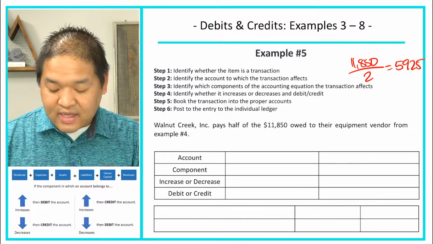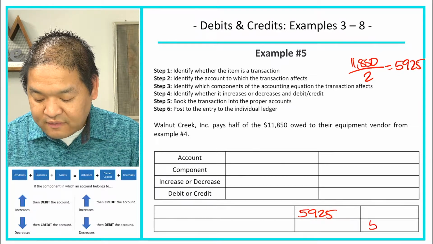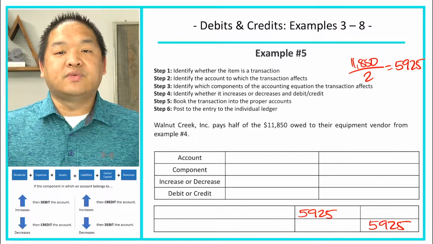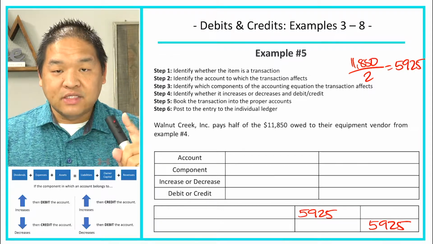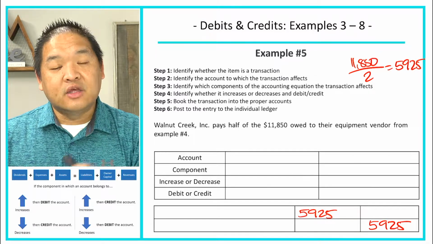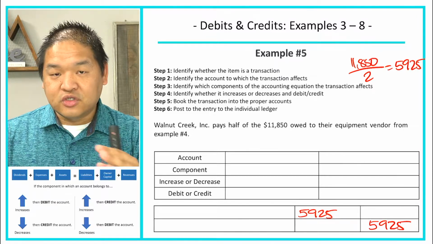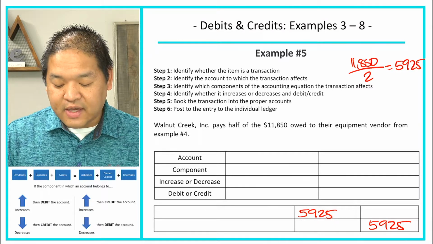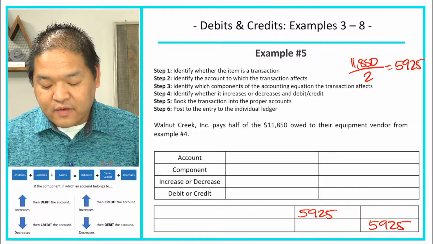Now I can save a little bit of time here by just going ahead and putting $5,925 in the debit, $5,925 in the credit. Why do we know that's going to be a debit and credit just like that? Because we know that every entry is going to have at least one debit and one credit. And the debit needs to go first, the credit needs to go second. So we already know that is a fact. The question is what are the accounts and which one's going to go first versus which one's going to go second.